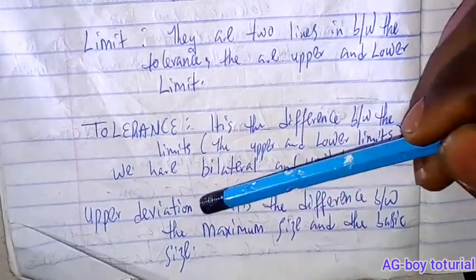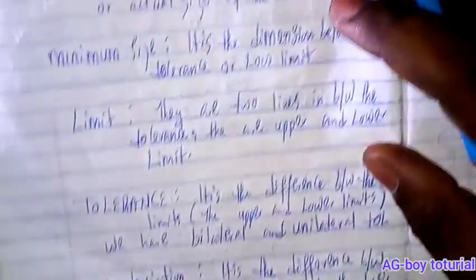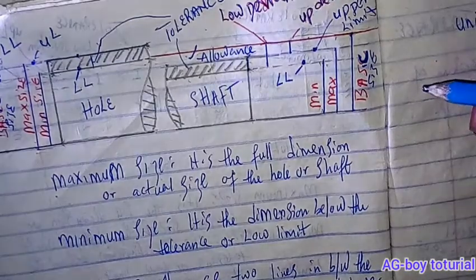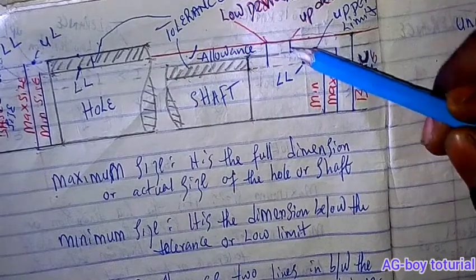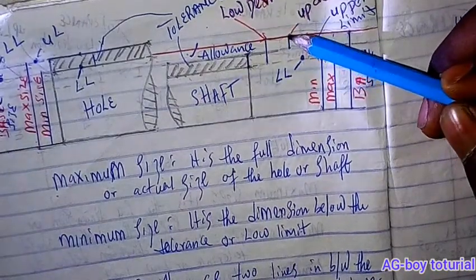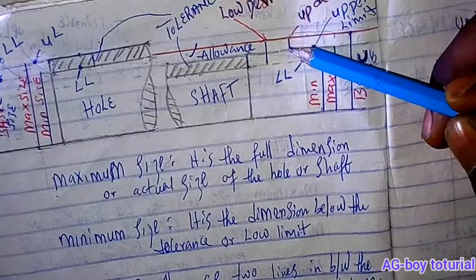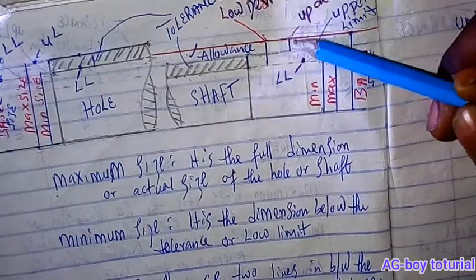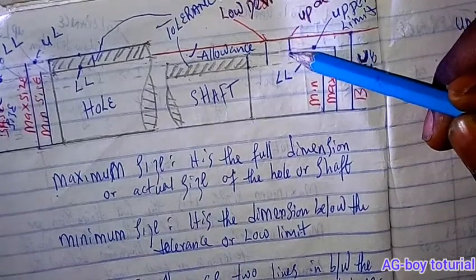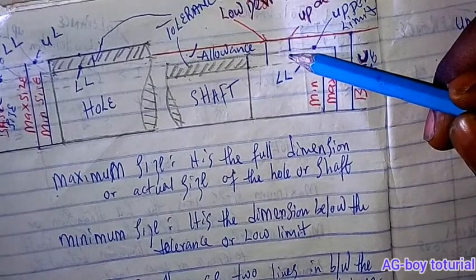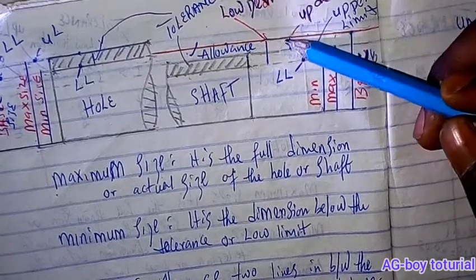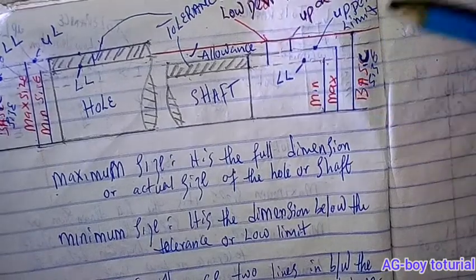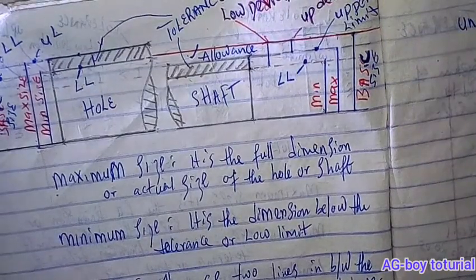And the upper deviation is the difference between the maximum size and the basic size. Like I showed you before, this is my upper deviation, from my basic size down to my upper limit. Then my lower deviation is from my basic size down to my lower limit.